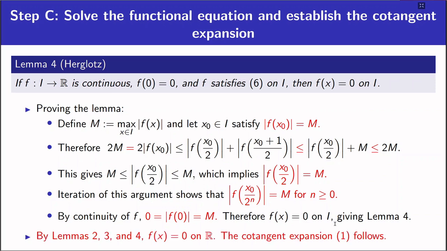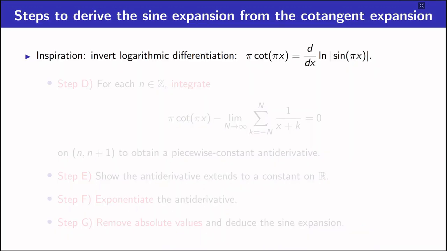Finally, by lemmas 2 and 3, the extended error function satisfies the hypotheses of lemma 4, so f is 0 on I. But f is one periodic, so f is 0 on R, which at last gives the cotangent expansion. Herglotz's argument is startlingly clever, because nothing was required beyond basic first-year undergraduate real analysis.